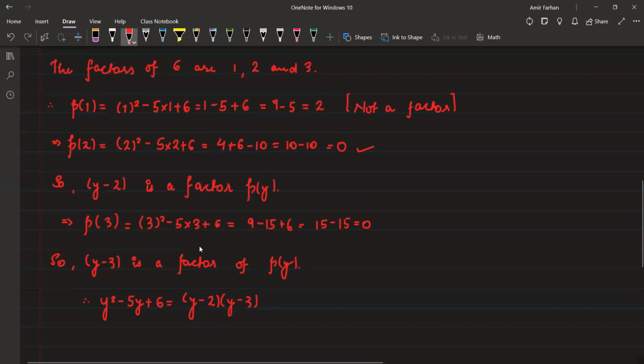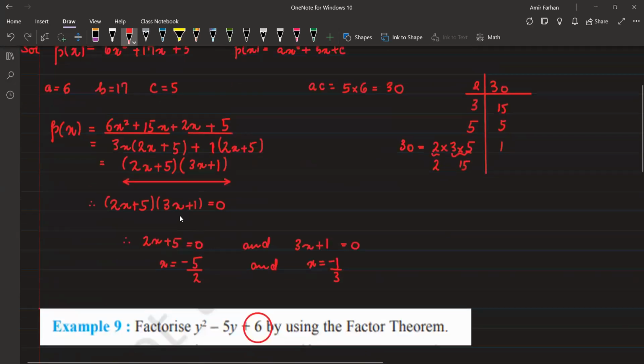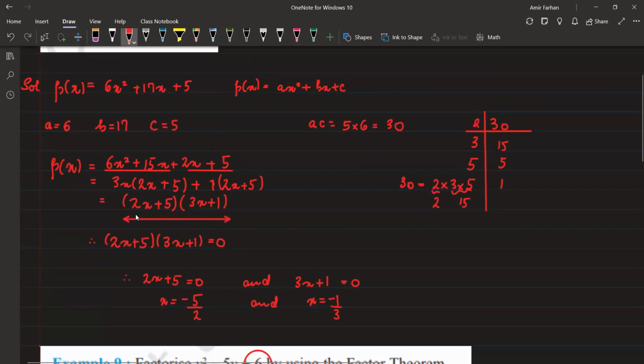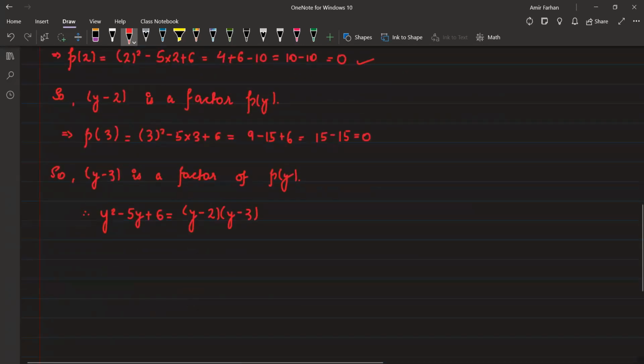Okay, sir. Okay? Everybody please let me know. So these are the steps of the factor theorem, and these are the steps of the middle term split. Clear? Yes, sir. Any doubt? Clear. Okay.